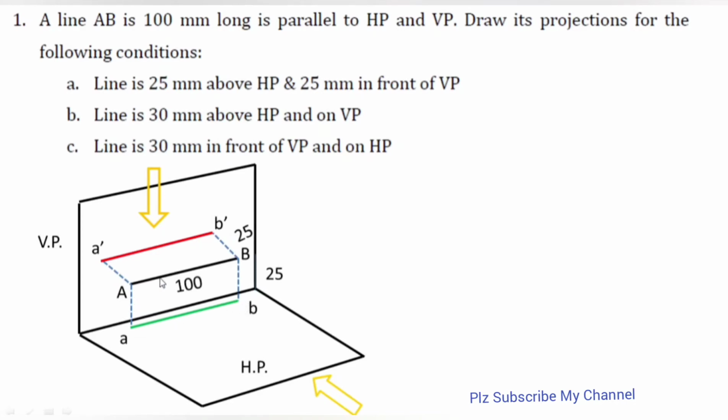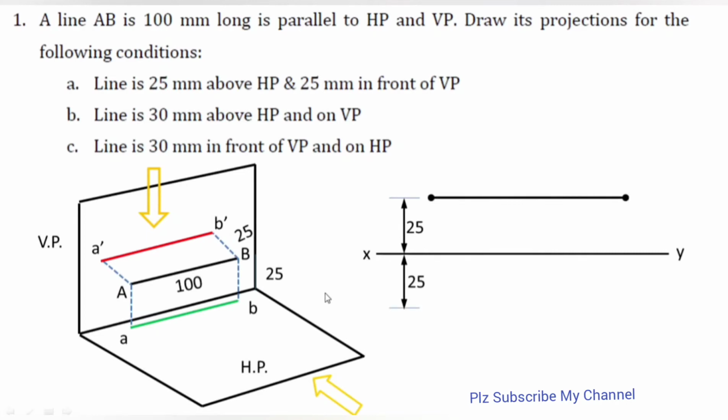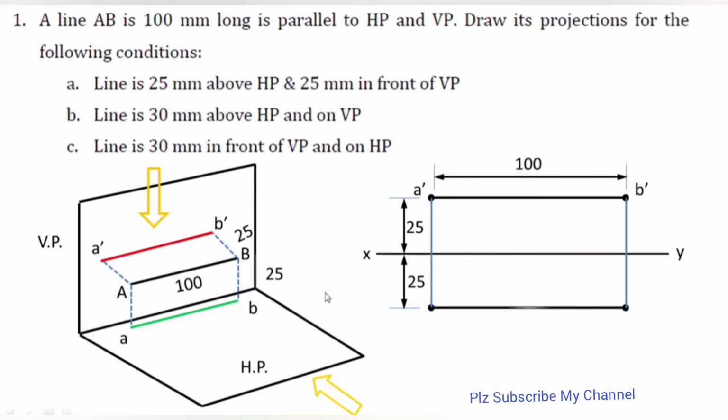So how is the projection of this line made? First of all, I need to draw the XY line, right? And 25 mm above HP and 25 mm below HP. That is, after rotating HP 90 degrees clockwise, the 25 mm distance is projected below the XY line. So we need to draw two lines parallel to each other. One line is this one, having dimension 100 mm, and its name is A dash B dash, right? And just below that we need to project its top view, whose name is small ab.